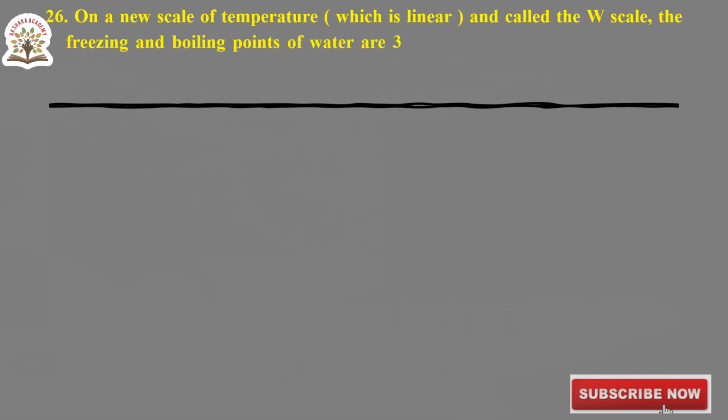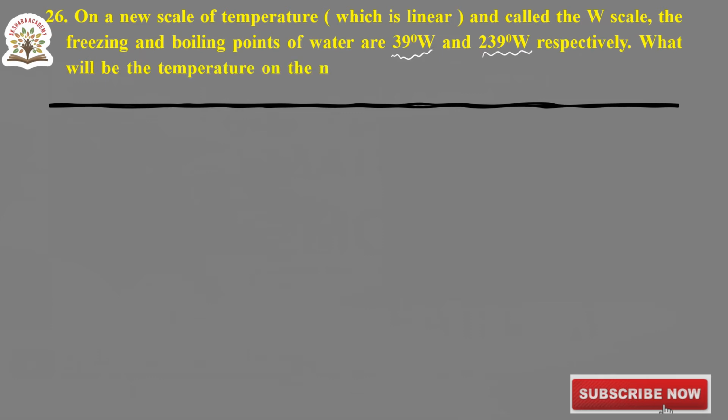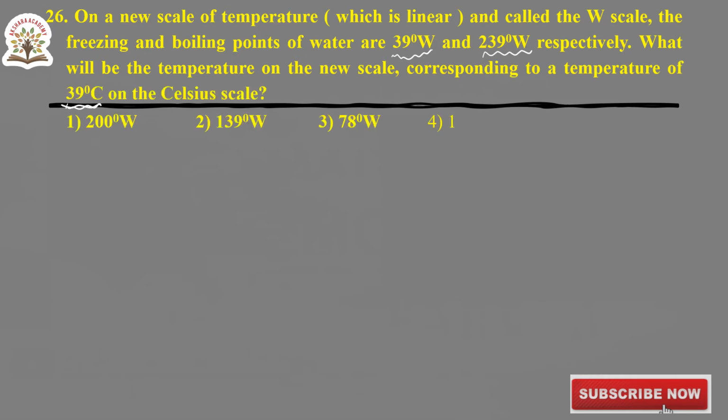In this question, on a new scale of temperature which is linear and called the W scale, the freezing and boiling points of water are 39 degrees W and 239 degrees W respectively. What will be the temperature on the new scale corresponding to a temperature of 39 degrees centigrade on the Celsius scale? Here we have to calculate the new temperature, that is the temperature on the new scale which corresponds to 39 degrees centigrade. Now let us go to the solution.